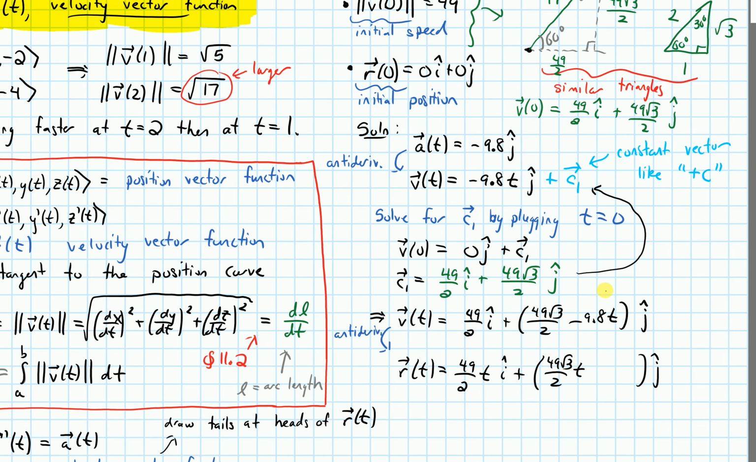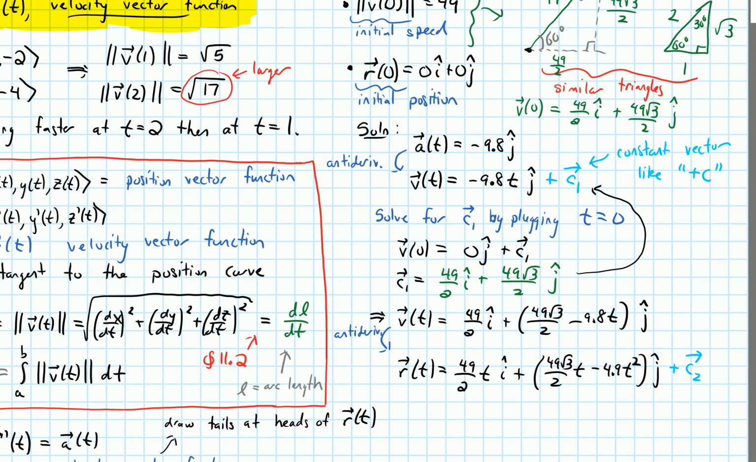And then for the next term, the power becomes 2, we'd get t squared, but we have to divide by 2. And dividing 9.8 by 2, we get 4.9. So we'll have minus 4.9 t squared j hat. And then because we took an antiderivative of this vector function, we have a plus a constant vector, which I'll call c2. And that's the reason why I called the first one c1. It's because I knew that I was going to get a second one.